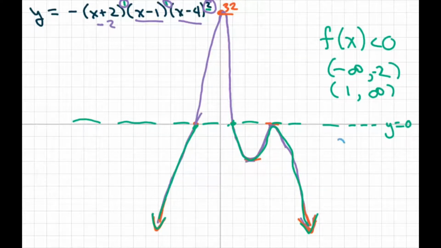And where is it positive? Where is y positive? That's this portion right here. All right. So that's from negative 2 to 1.